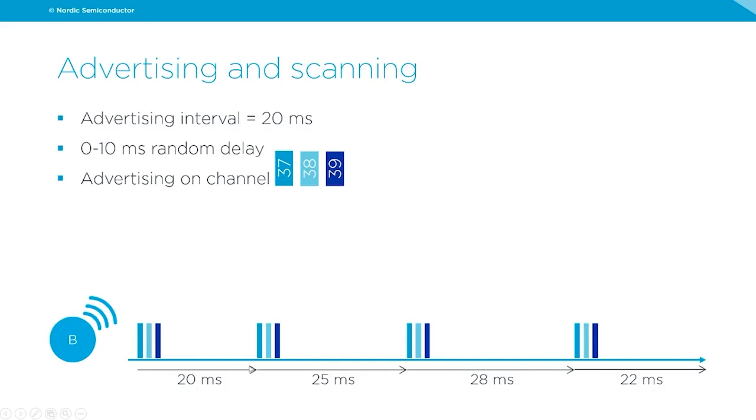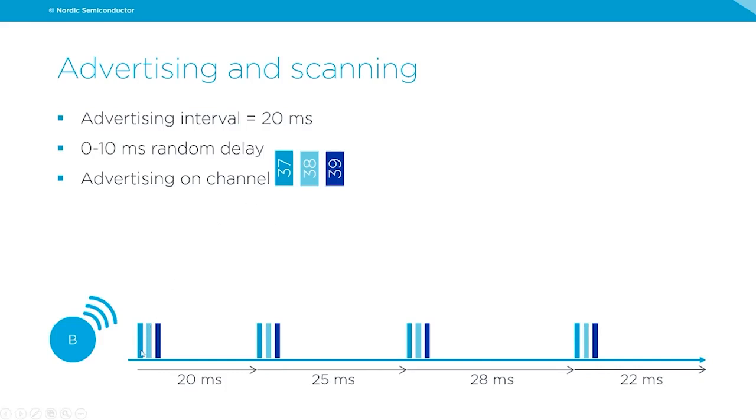The reason a random delay is added is to avoid, for example, 2 advertisers having the same advertising interval, in which case they would collide all the time without any random delay. By having this, we avoid 2 advertisers having contention and always advertising at the same time, causing interference and making them unable to be discoverable or scannable.